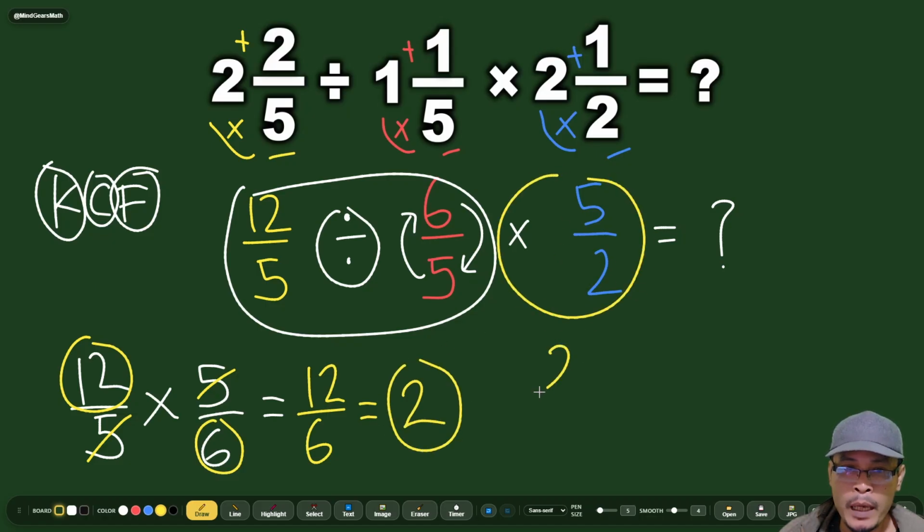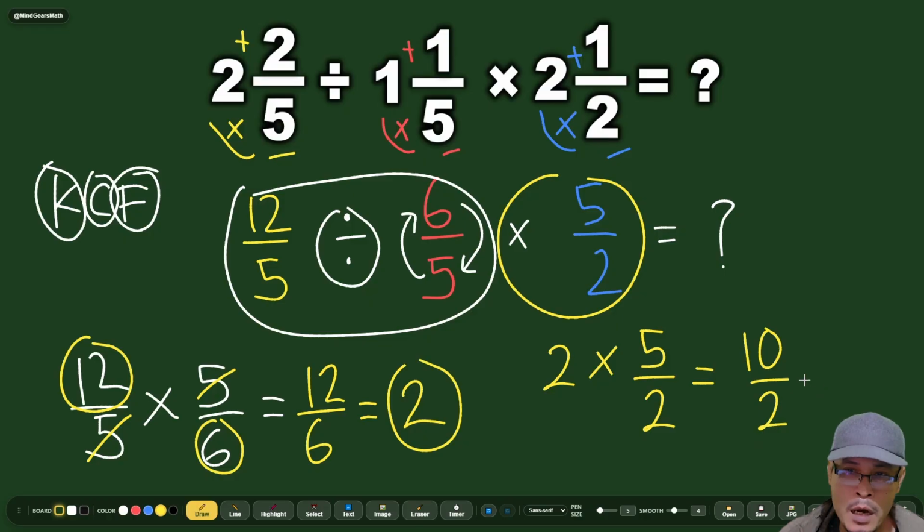Next, we multiply our 2 by 5 halves. 2 times 5 is 10 over 2. 10 halves is exactly 5. Okay, remember, never jump ahead just because the numbers look friendly or cancel out easily. Left to right every single time.